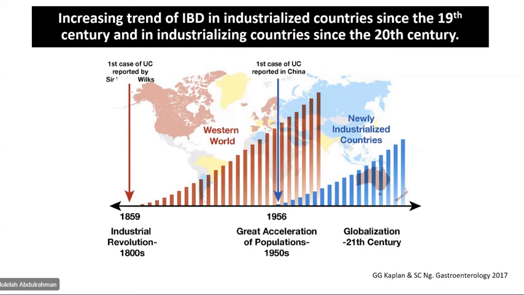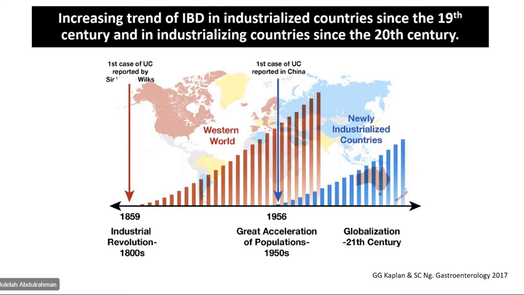So this is just a graph reflecting what we talked about. On the left side, the red bars show the incidence, the prevalence, and the great acceleration of prevalence in the Western countries. And the blue bars on the right side show the newly industrialized countries, China and Asia and Southeast Asia, and as well the Middle East and North Africa. So our incidence is rising. At one time, it might actually reach the same incidence and prevalence as in Western countries.